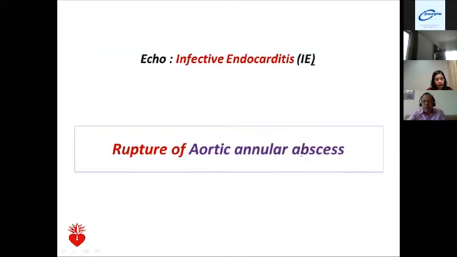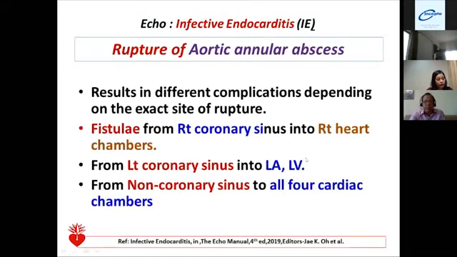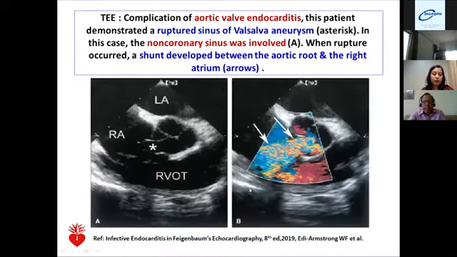Now, rupture of aortic annular abscesses. What are the routes of abscess? It results in different complications depending on the exact site of rupture. It may have fistulae from the right coronary sinus into the right heart chambers. From the non-coronary sinus, it may rupture into all 4 cardiac chambers. And this is an example of a native valve, rupture of the non-coronary sinus, and a left-to-right shunt developed between the aortic root and the right atrium.